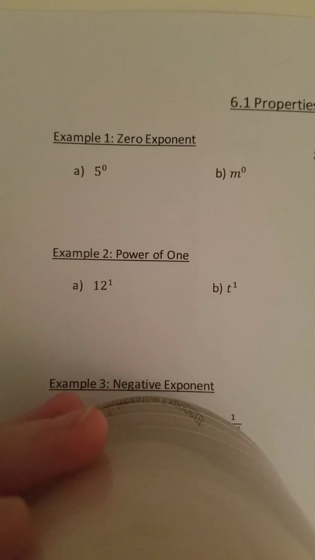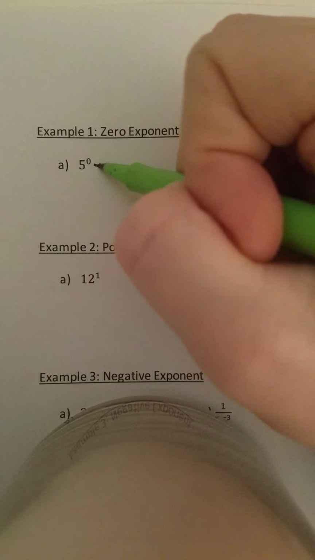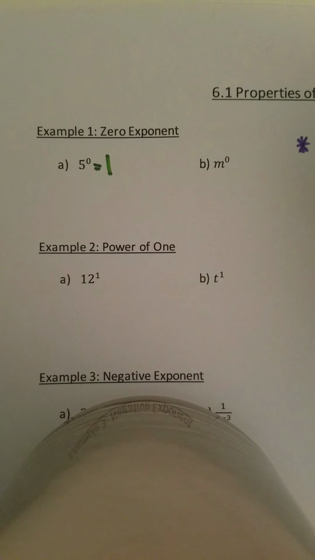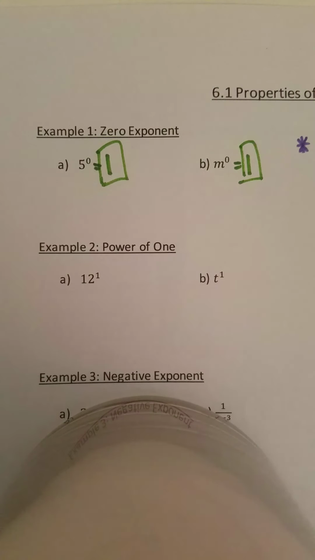So if we look at examples A and B, we have 5 to the 0 power. And since it's to the 0 power, it's just equal to 1. And that's the same thing here. So whether it's a number as your base or a letter as your base, if there is a 0 in the exponent, it is just equal to 1. And then those are your final answers. So 0 exponent means it's a 1.